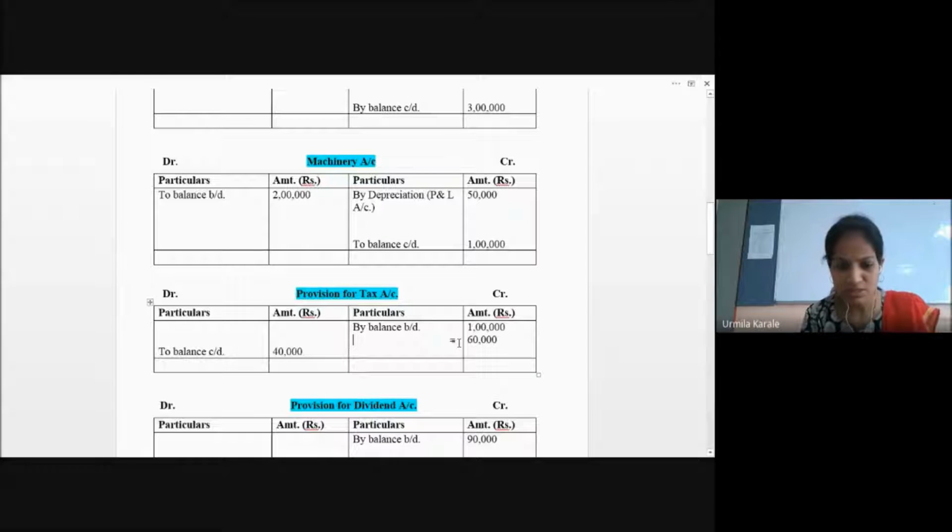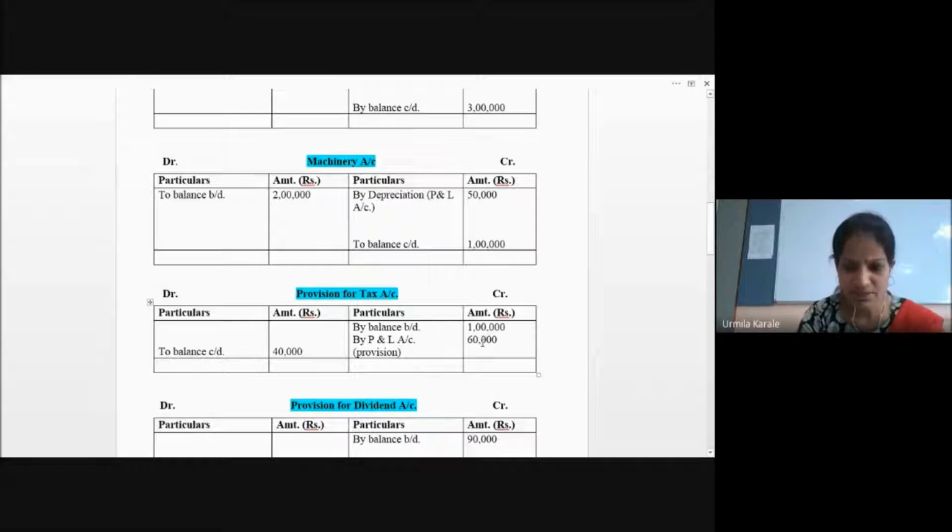From where do we create this provision? From profit and loss account. So why? Profit and loss account. So what is this? In bracket you can write this is provision created, for your information. This is provision for tax. Okay. So already 1 lakh was the opening balance. Now you have created more 60,000 provision.